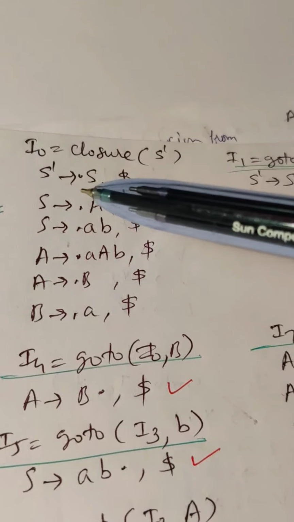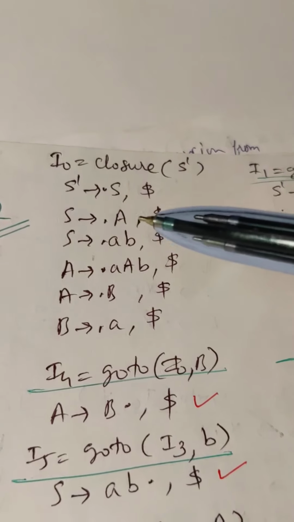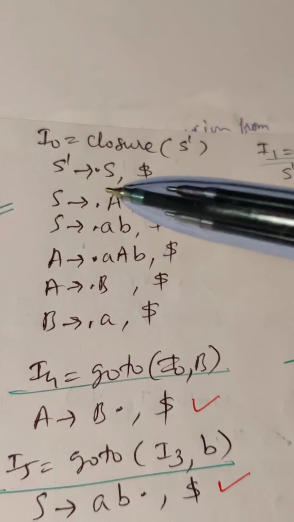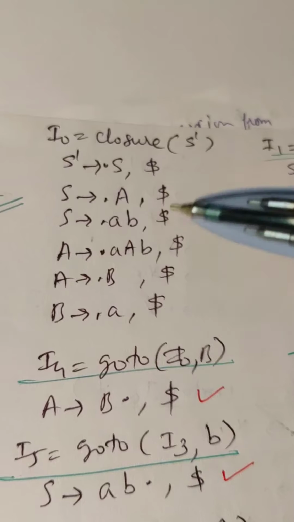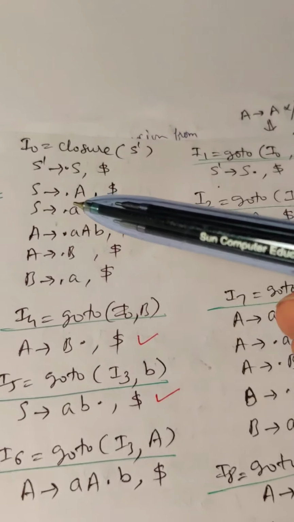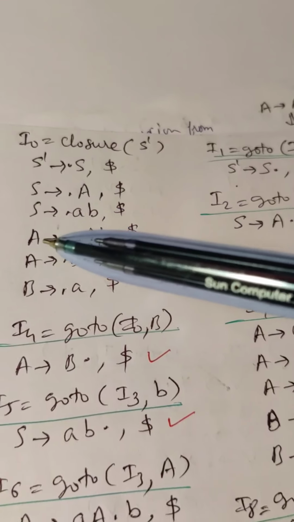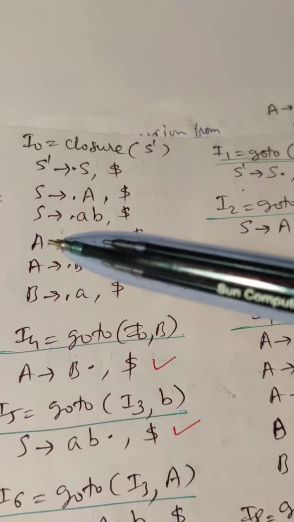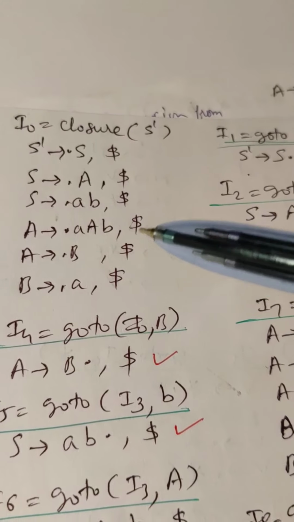Because of dot S, S is a non-terminal, so we take the rules of S: S goes to dot A and S goes to dot AB. For these two rules of S, the look ahead is dollar and dollar. After dot, whenever we get a non-terminal, we have to take the rules of that non-terminal. So we take the rules of A: A goes to dot AAB, A goes to dot B. For these two rules of A, the look ahead is dollar, dollar.